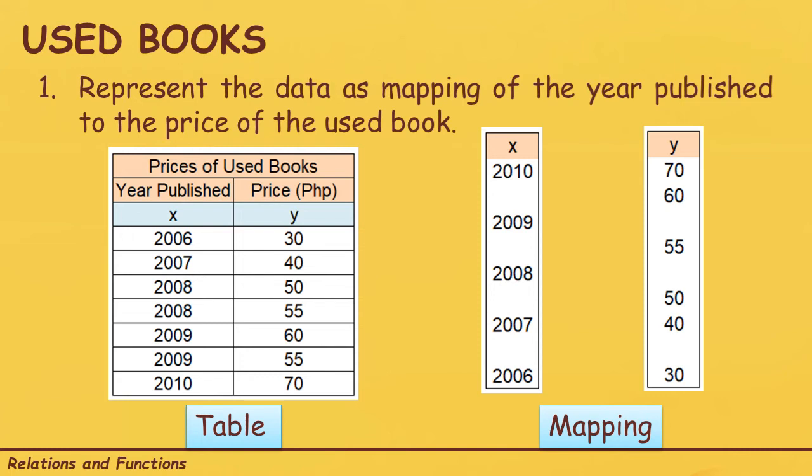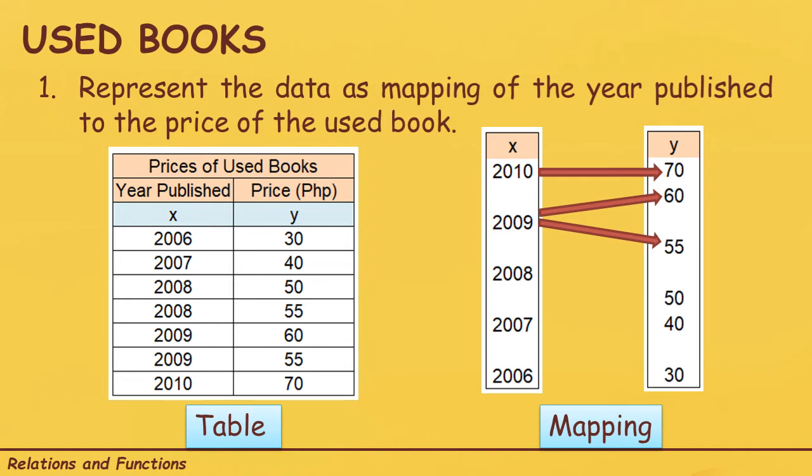So, wag natin kakalimutan na sa mapping diagram, kailangan nakamap yung ating X sa Y. Ibig sabihin yan, katulad nito, noong year 2010, ang presyo ng book ay 70 pesos. Yung arrow niya dapat is nakatutok sa 70 pesos na makikita natin sa Y. Noong year 2009 naman, dalawa ang presyo ng ating used books. Isang 60 pesos at isang 55 pesos. So, kailangan ipakita natin to na katulad nito. Yung 2009, ang arrow niya is 60 and 55 pesos.